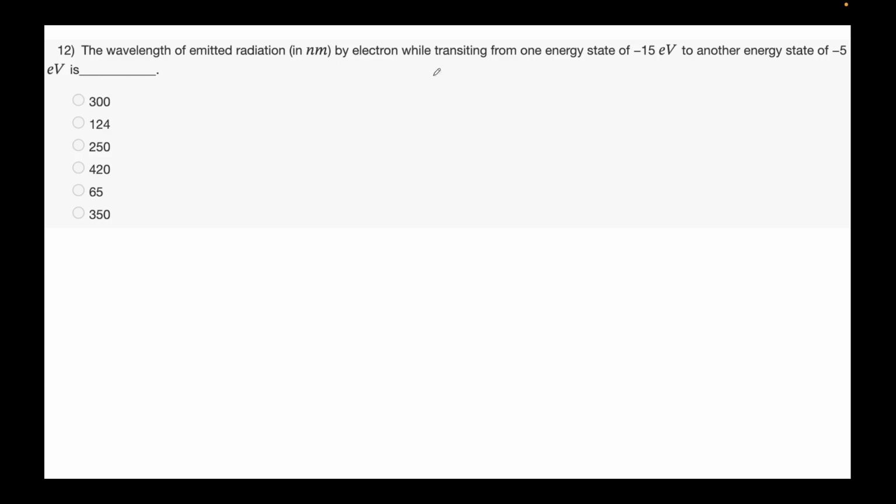What is the wavelength that will be emitted by an electron when transiting from minus 15 eV to minus 5 eV? So again, you can calculate delta E. The final energy is minus 5 eV, the initial energy is minus 15 eV, so the energy gained is 10 eV. So for 10 eV you just need to calculate the wavelength. It's coming out the same as we saw earlier, lambda equals hc by delta E. Put this formula over here and you can calculate the answer.